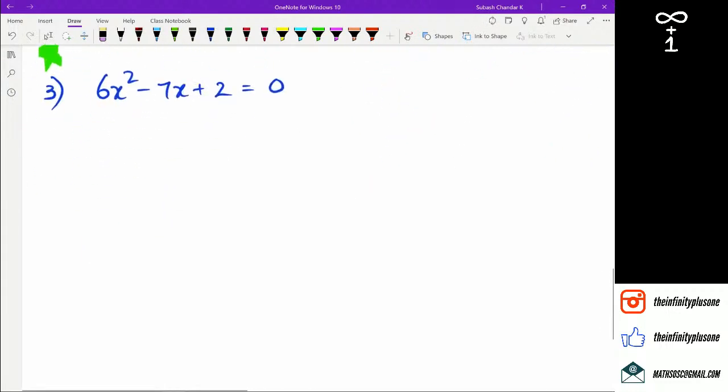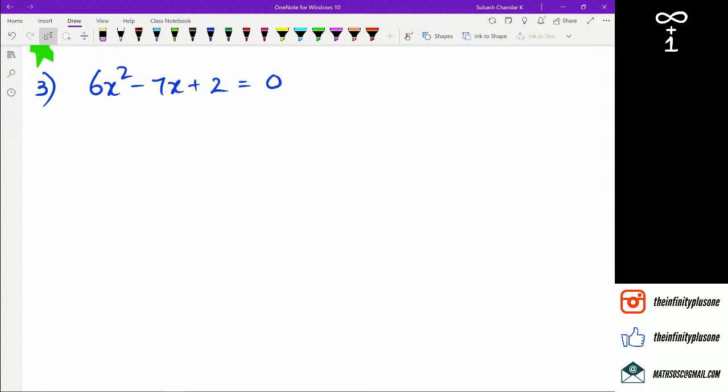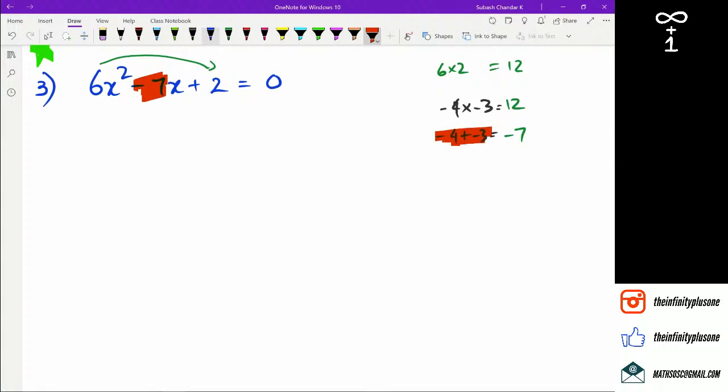All right, guys, let's do question number 3, and then I want to get to that final question. Again, I'm going to do this pretty fast, so bear with me. What we've got here is 6 times 2, so that's going to be 12, and I'm looking for two numbers multiplying to 12 and adding up to 7, that's going to be -4 and -3. So I'm replacing -7 with -4 and -3.